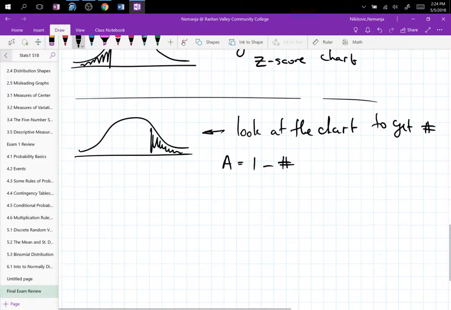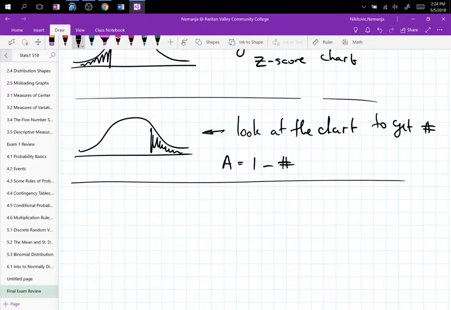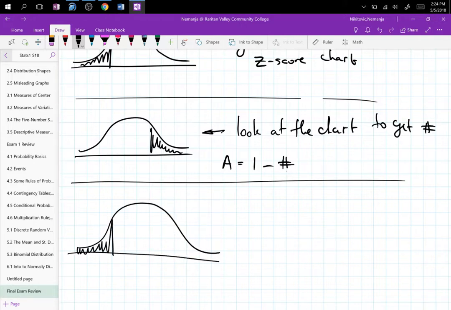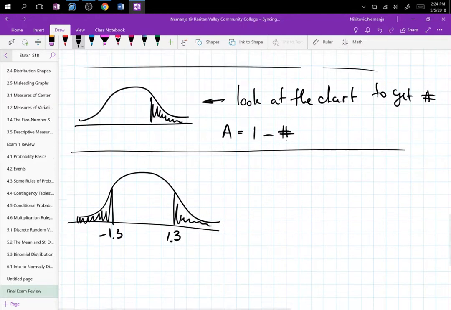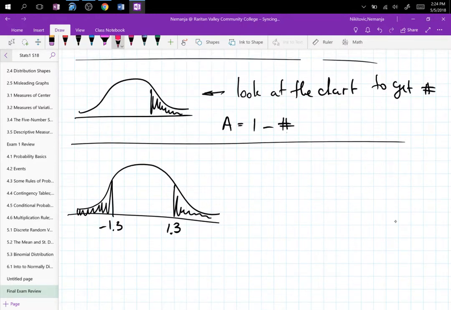Now I had those interesting examples for your exam, where one was shaded like this. And let's say this is negative 1.3 and this is positive 1.3. They have to be symmetrical. So if you use negative 1.8, then you have to use 1.8 on the other side.